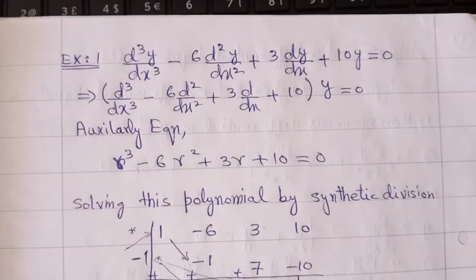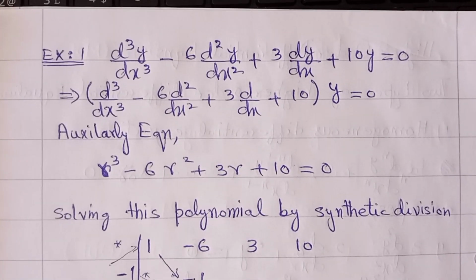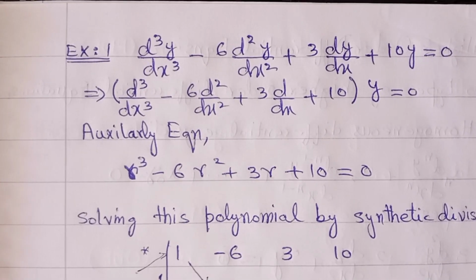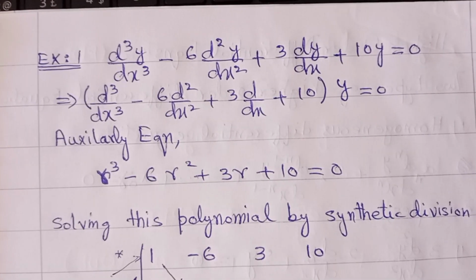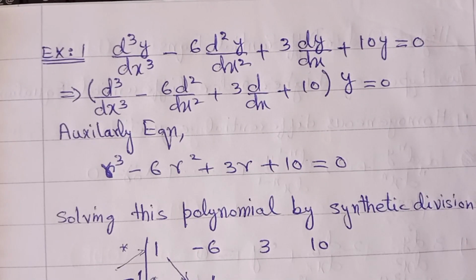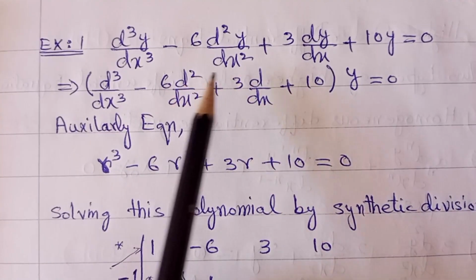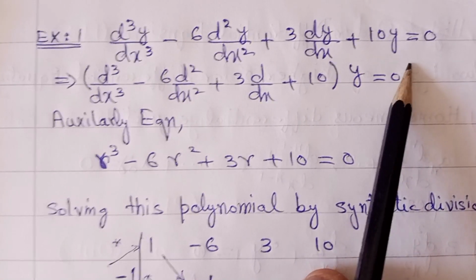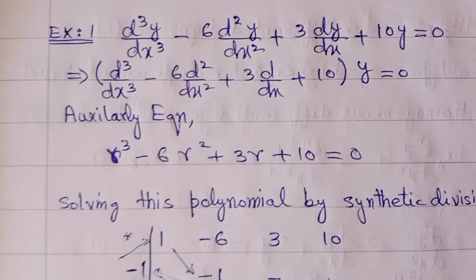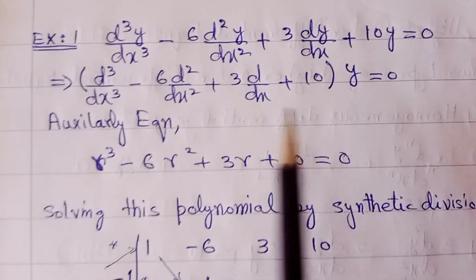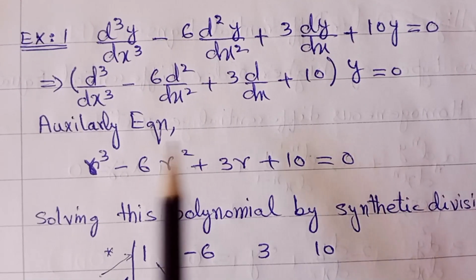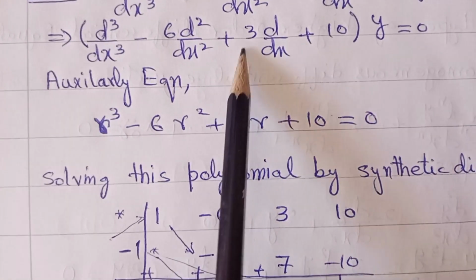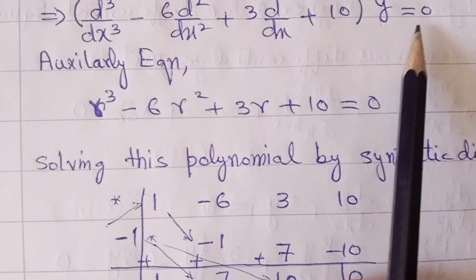And now we are going to find the solution of a differential equation. This is example number one. It is a third order homogeneous differential equation. See that d3y upon dx cube minus 6 d2y upon dx square plus 3 dy upon dx plus 10y is equal to 0. So first, how we'll pursue the solution, taking common y from the entire term, so that the equation becomes d3 upon dx cube minus 6 d2 upon dx square plus 3 d upon dx plus 10 into y is equal to 0.